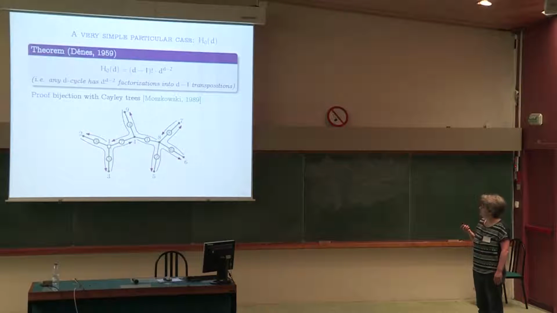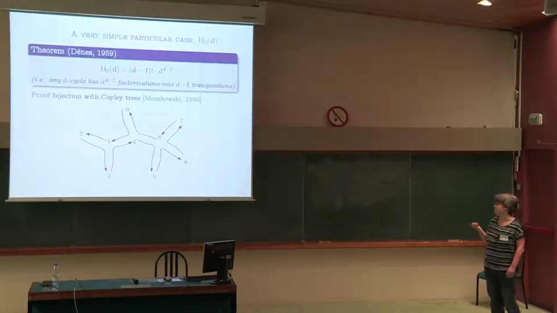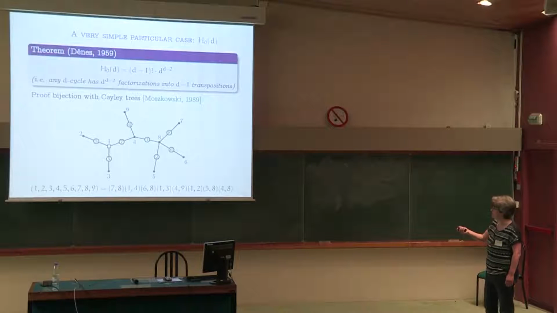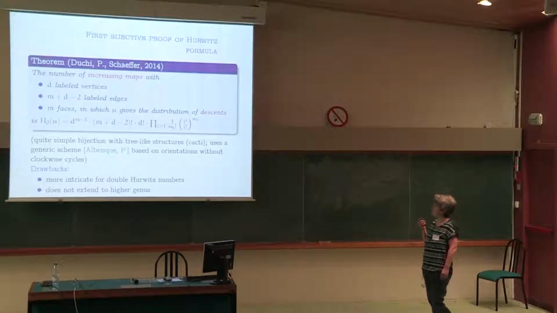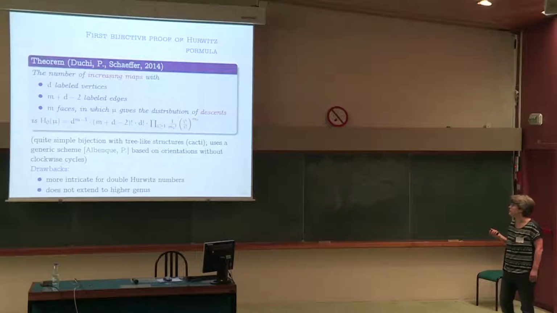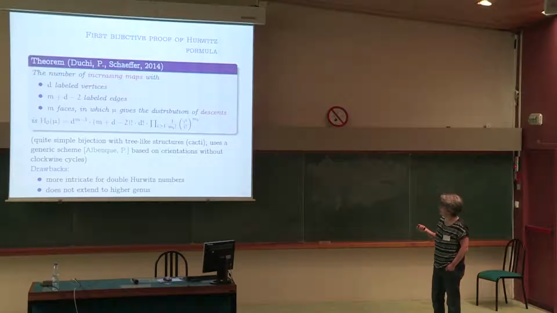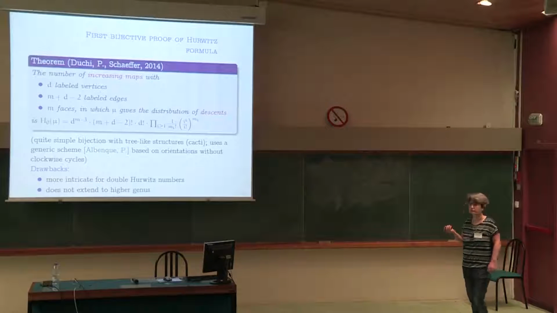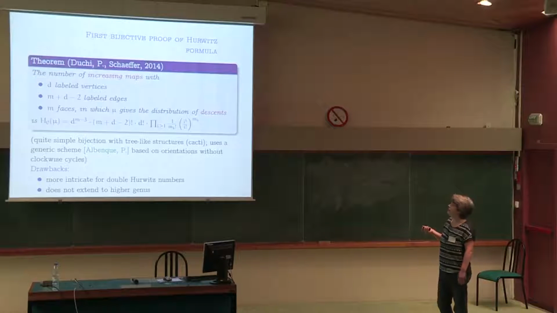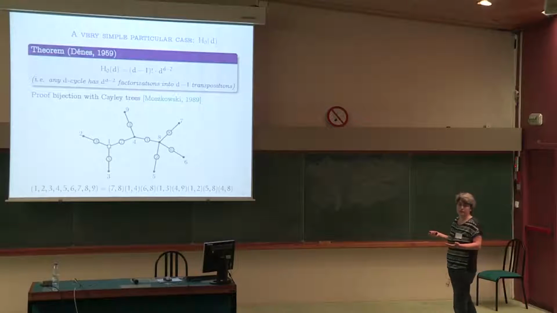So, why did I show this to you? Well, because this tree is related to this factorization. But this is the starting point of a first bijective proof that we obtained for this formula. Indeed, a factorization of any genus and any cycle type can be represented as a generalization of these trees.